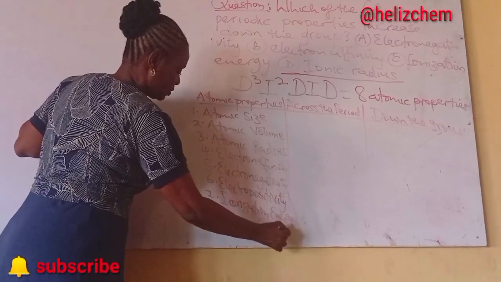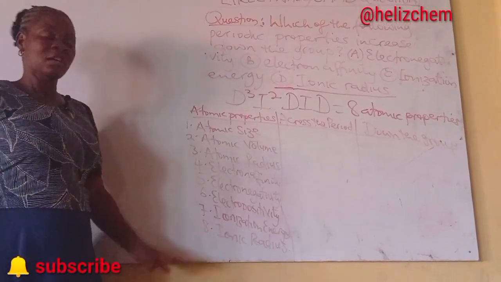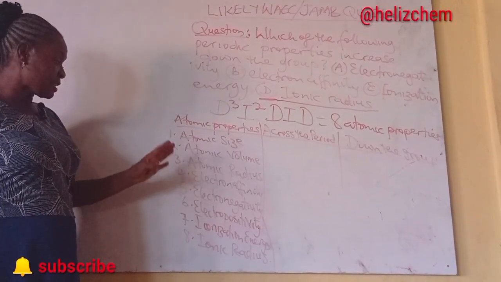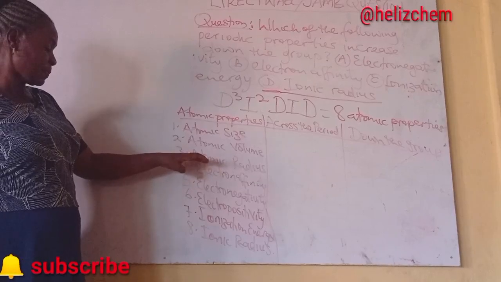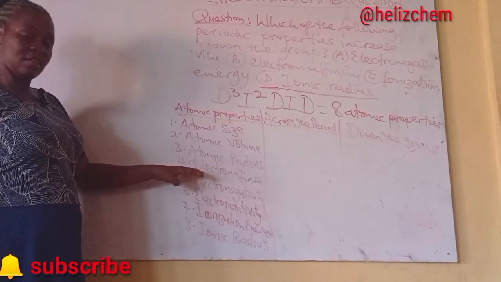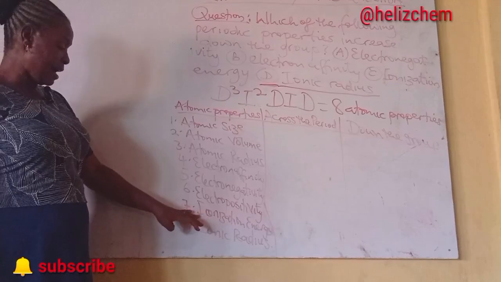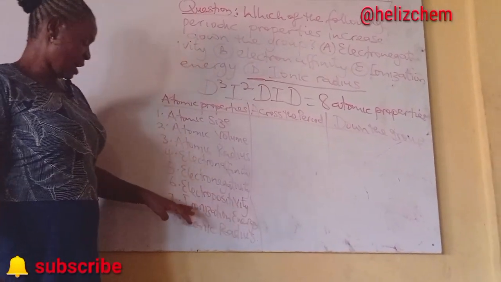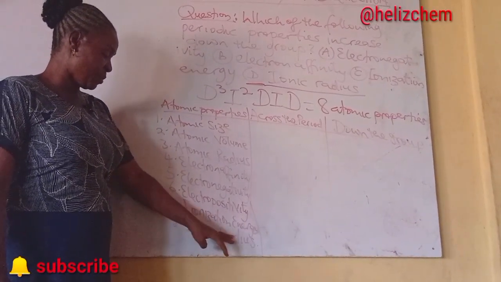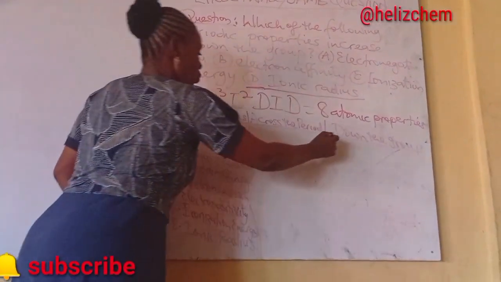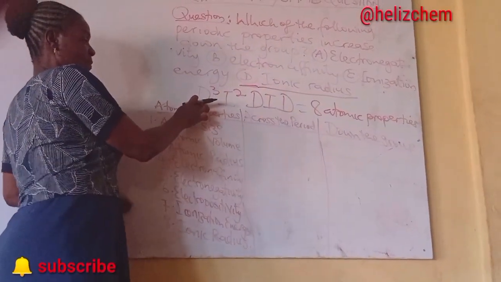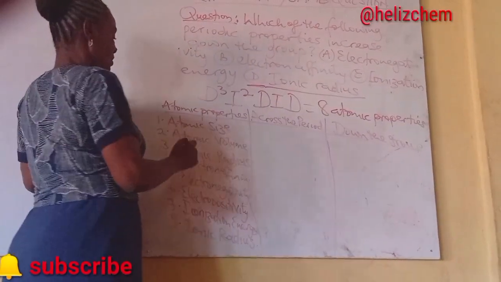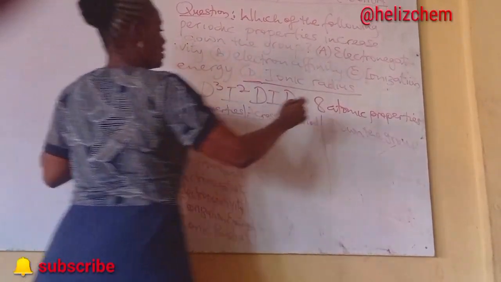And 8, ionic radius. If you look at it very well, you will see that these 8 atomic properties are arranged in alphabetical order. A comes first, followed by E, followed by I. If you look at ionization and ionic radius, ionization will come before ionic radius. So you will now arrange this: D3I2 DID.